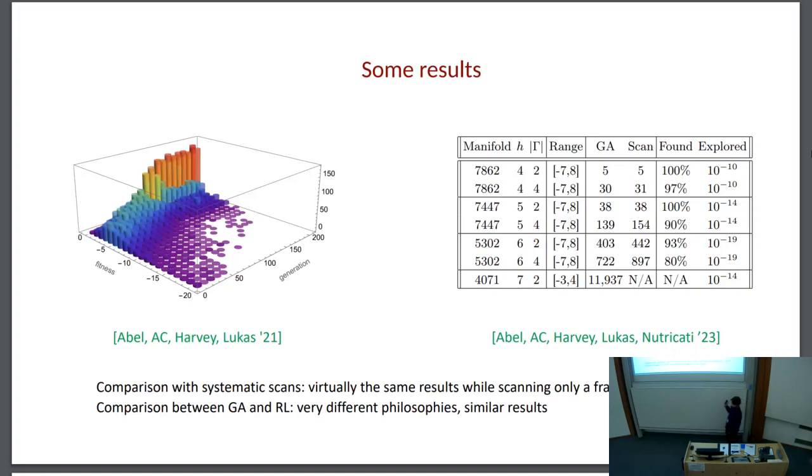You may wonder, how on earth can one scan things like 10 to the 40 solutions? We use some tricks. So in those systematic scans, we used some tricks which allowed us to scan over 10 to the 40 different pairs of manifolds and bundles. While here, in using genetic algorithms and reinforcement learning, we did not involve those tricks. Comparison between GA and RL, so they are very different philosophies, but they produce the same set of results, so that gives us an idea that we found all the models available.